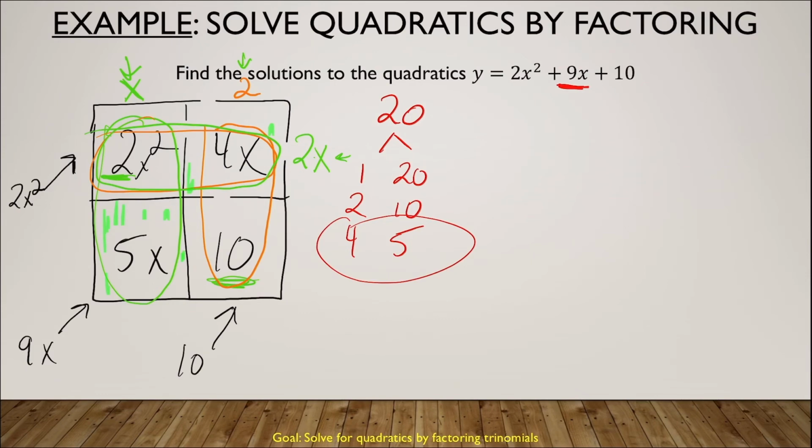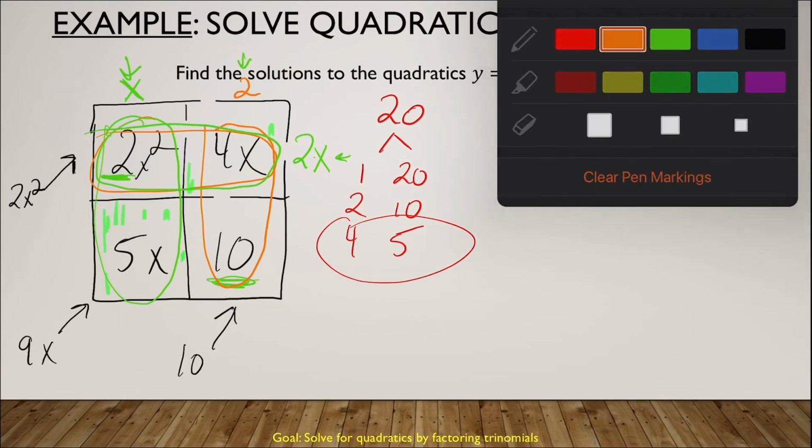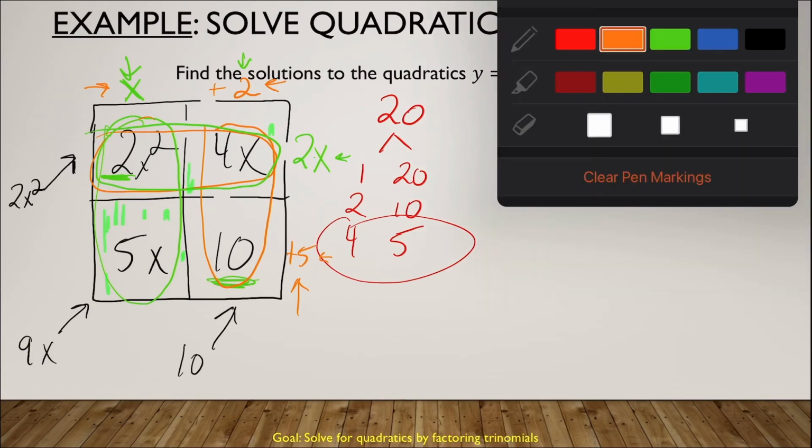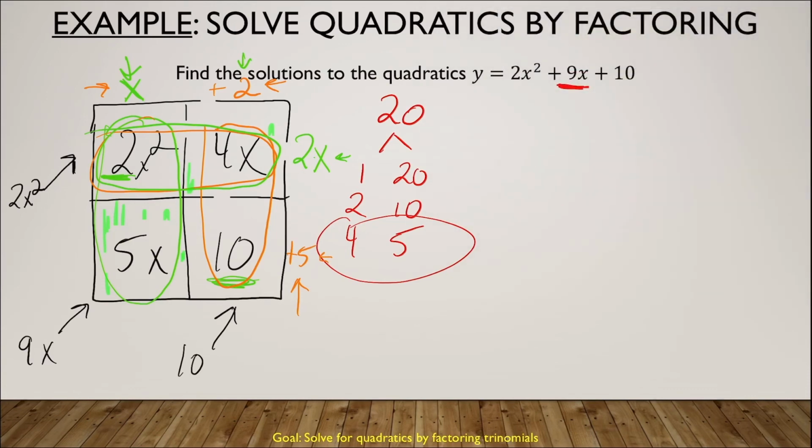And then we do the same thing down here. So in the bottom left, I already have an x here. I need a plus 5. Okay, so I'm going to say, well, I need plus 5 because x times 5 gives me 5x. And then we can check it. Is 2 times 5, 5x? We're good there. Okay, so what I find is that I get y equals x plus 2 times 2x plus 5.